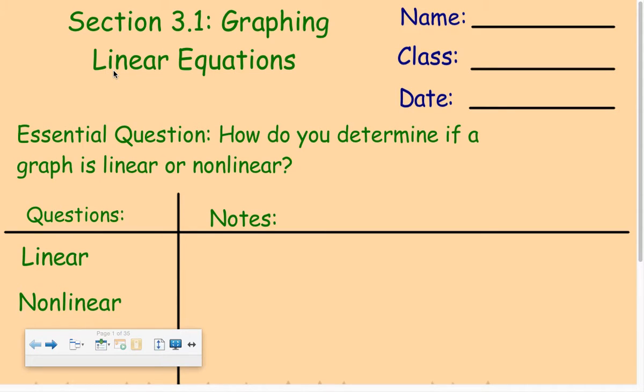Section 3.1, Graphing Linear Equations. Essential question: How do you determine if a graph is linear or nonlinear?